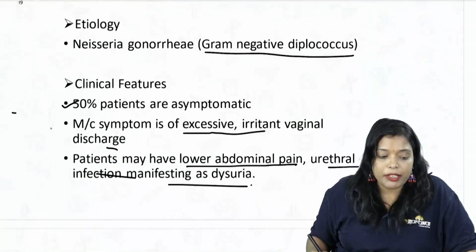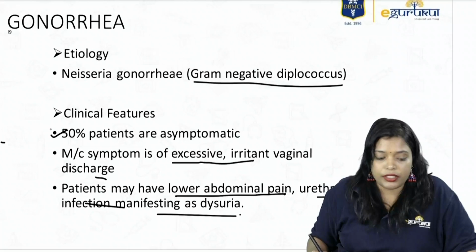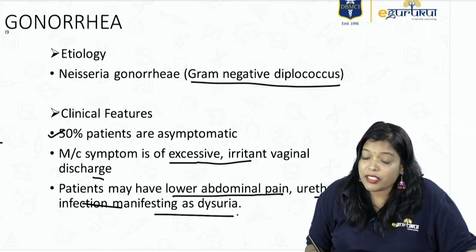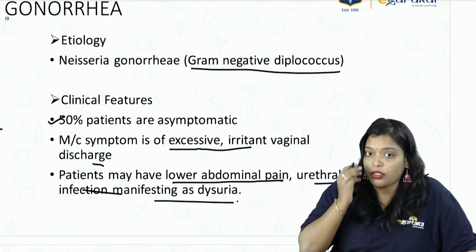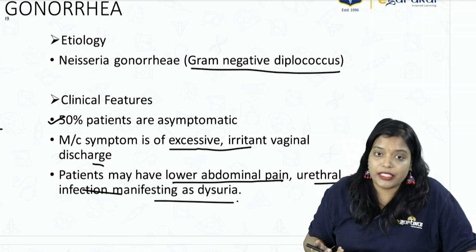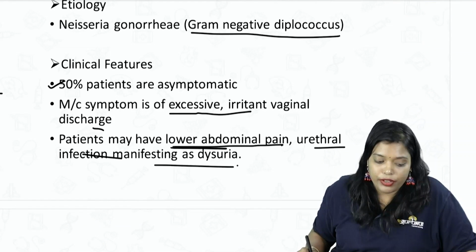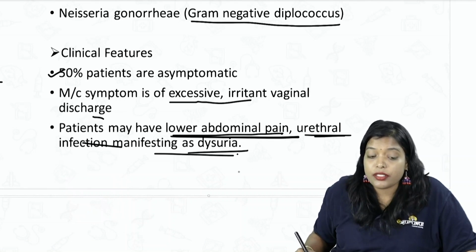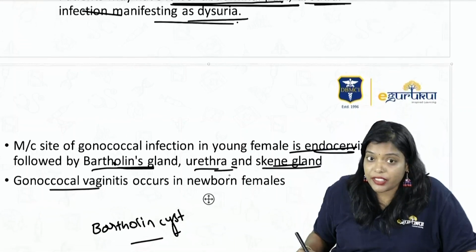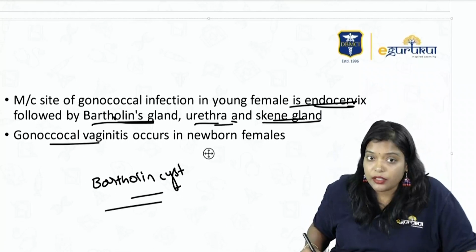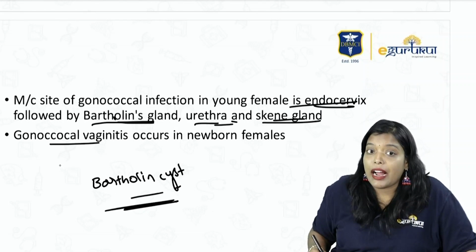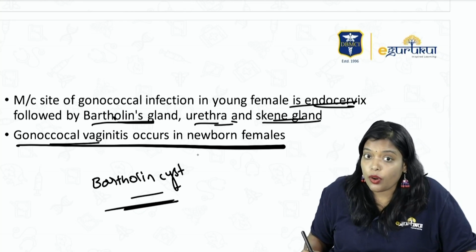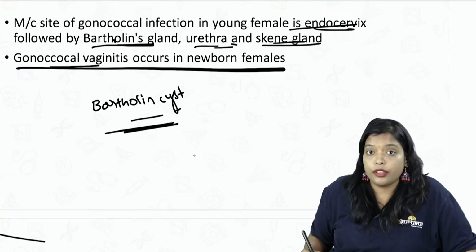Okay. Now coming to gonorrhea. Gonorrhea is caused by Neisseria gonorrhoeae. 50% are asymptomatic. Again, it will cause irritant mucopurulent discharge. Apart from that, they'll have lower abdominal pain and urethral symptoms like dysuria. This can cause Bartholin gland infection, so it can cause a Bartholin cyst, guys. It can also cause gonococcal vaginitis in the newborn, right?